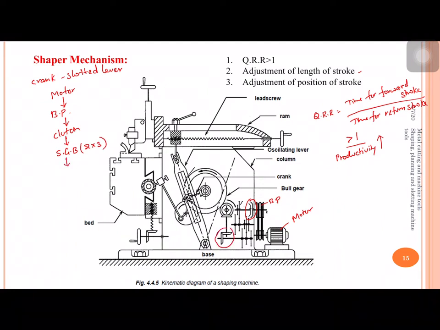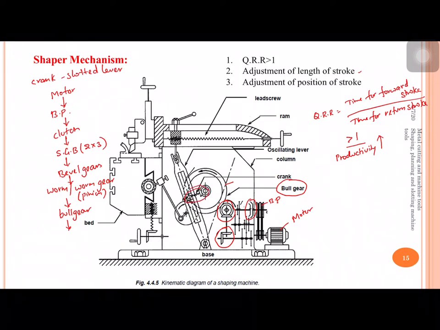And then we have this is called the bevel gear setup. Bevel gears. From bevel gears we have the worm and worm gear. And here worm gear is also called as the pinion. And this pinion is coming in contact with this bull gear. This is called as the bull gear. So the motion is transferred to the bull gear. And from bull gear through this crank, this is acting like a crank here. The bull gear itself is acting like a crank.